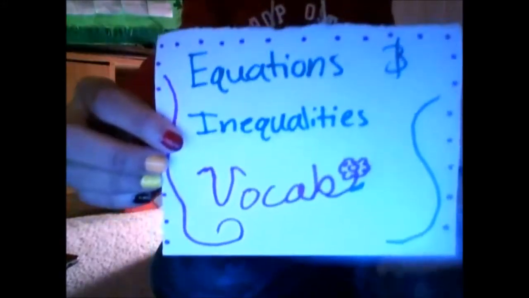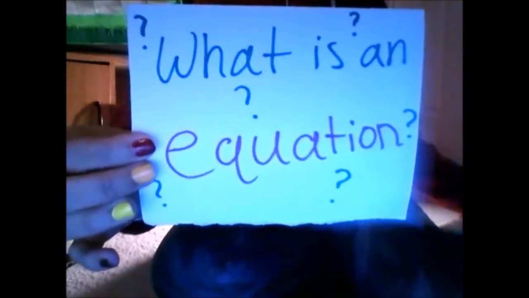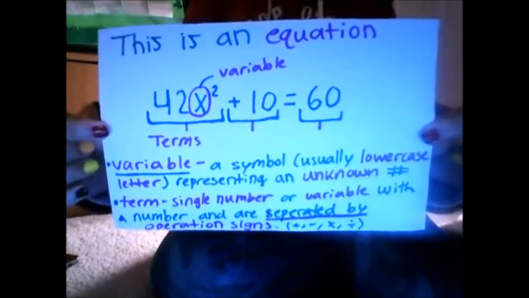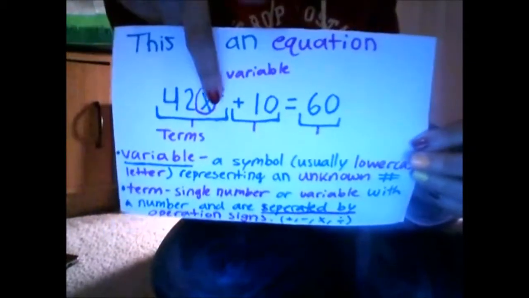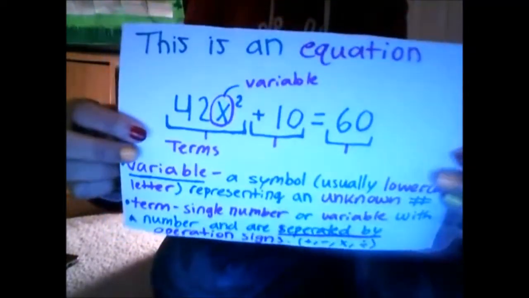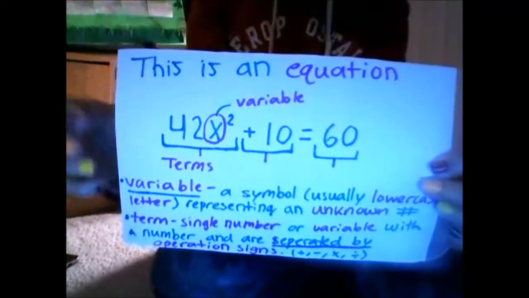First, let's get started with vocabulary. What exactly is an equation? An equation can contain letters that represent your unknown number. This is called a variable and is what you're solving for.